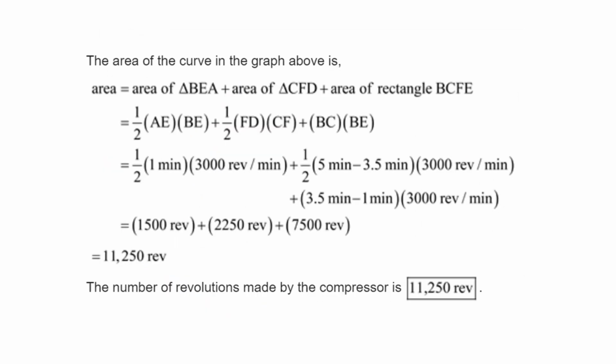This is the area of the left triangle, plus the area of the right triangle, plus the area of rectangle BCFP, that is BC multiplied by BE, and similarly for the rectangle. And we end up with 11,250 revolutions.